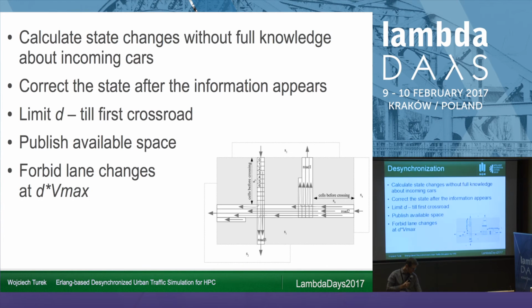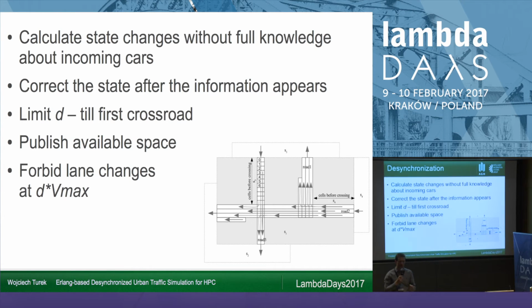So it turns out that it is possible, with one important factor in mind. We can calculate the state without the knowledge about incoming cars, because the cars will just move forward, they will never move back. We can accept it as long as these cars do not hit any crossroad in this area. So we can accept this desynchronization level as d times the maximum velocity. This is the distance between the entrance to the space and the first crossroad. This is what we can accept as a delay.